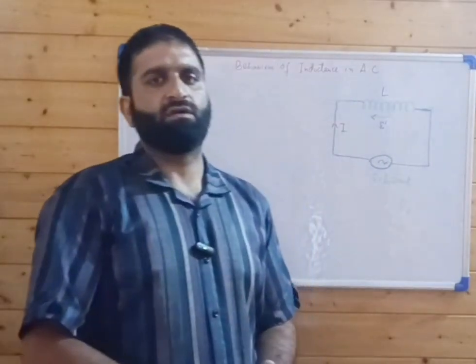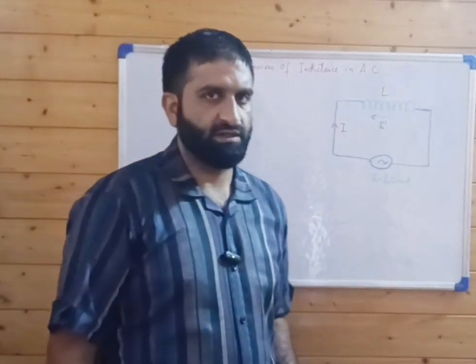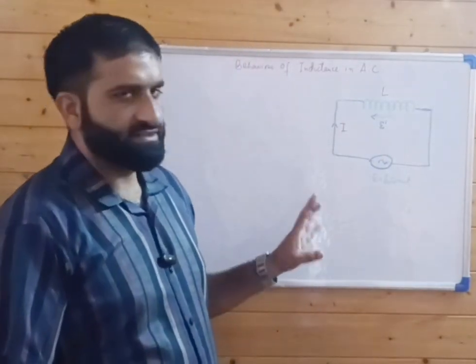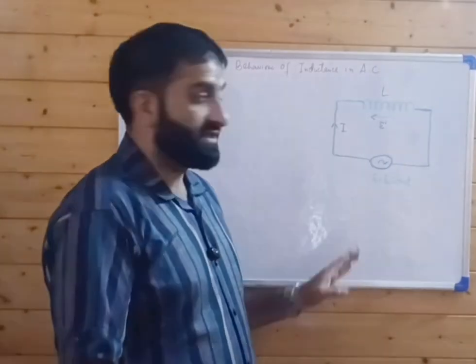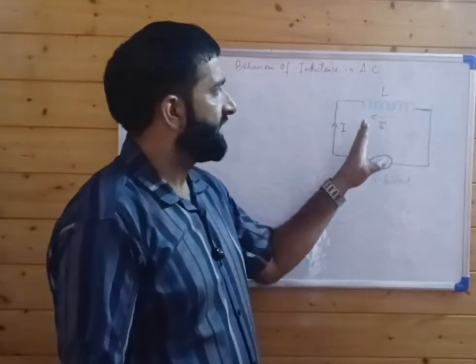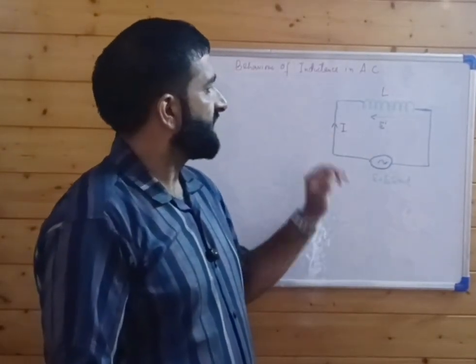Let us discuss the behavior of the inductance or the inductor in an AC circuit. Here we have a circuit in which we have an AC EMF source, E is equal to E0 sine omega t, and an inductor. And when the circuit is closed, the current I flows in the circuit.